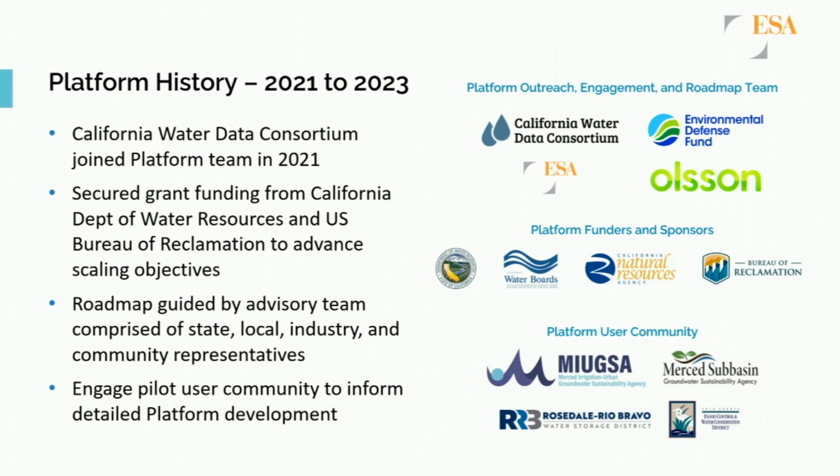And then in 2021, the California Water Data Consortium joined the platform team. Together with EDF, they helped us secure some grant funding from the California Department of Water Resources and the U.S. Bureau of Reclamation, and allowed us to continue to grow the platform. That focus was on expanding the initial Rosedale platform to a version that can be used across the state of California and the U.S. We currently have 5 pilot water agencies who are using the platform. I think they're listed over there.